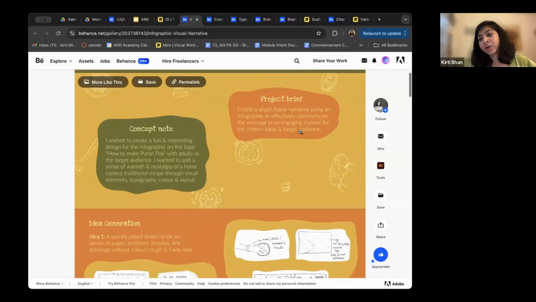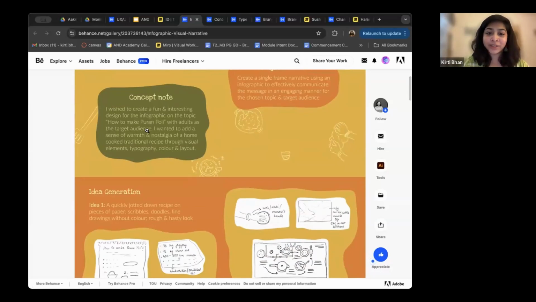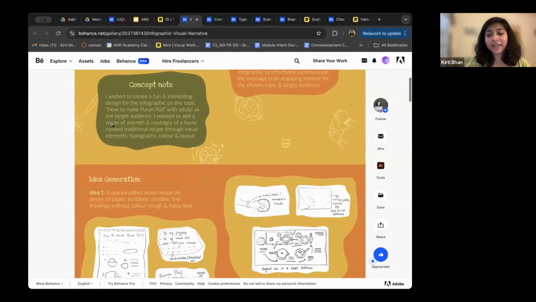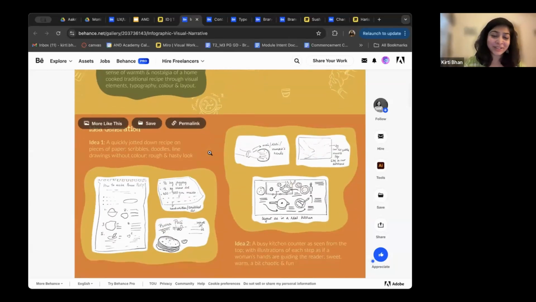So here the brief was about creating a single frame narrative using an infographic to effectively communicate the message in an engaging manner. The concept note is this one. She wanted to keep a dish of her grandmother's, which she really wanted to create the same way. So she took the recipe from her and wanted to keep the warmth and nostalgia of a home cooked traditional recipe. You will also see how the place looks. It looks like how our households look when we are creating a sweet dish like that, something exotic, like we make sometimes, not every day.